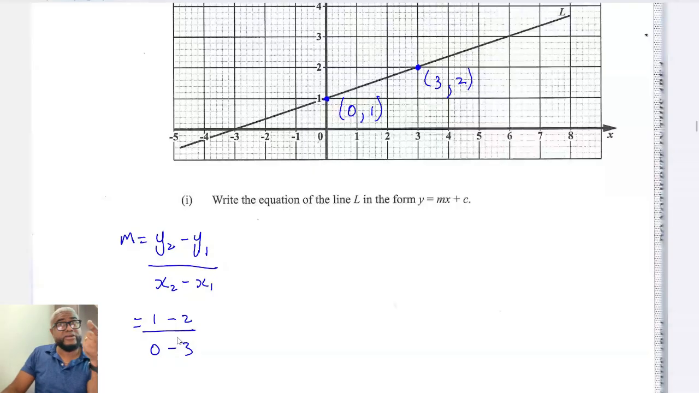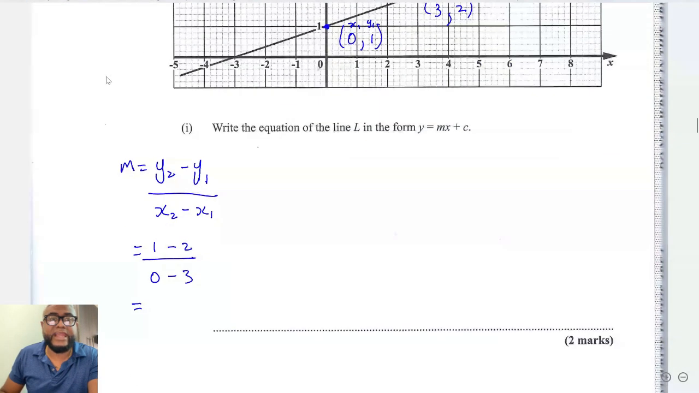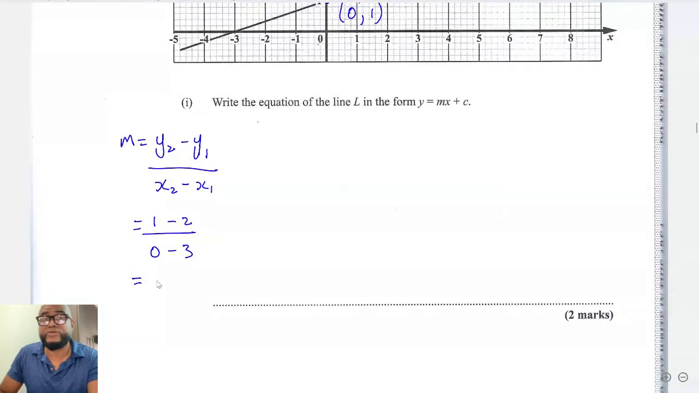If you do the next two wrong, you will get a positive over a positive underneath. In this case, no. When I say there is no correct way, it doesn't matter if you call this x1 y1 and this x2 y2 or vice versa. If you call here x2 y2 and here x1 y1, you'll get the same answer. All right, so there we go. This will be negative 1 over negative 3, which will be positive 1 over 3.